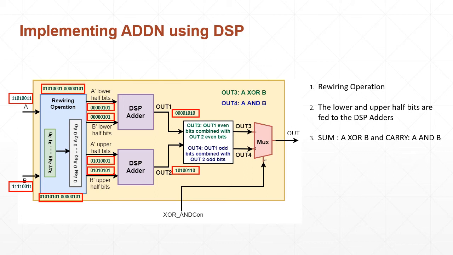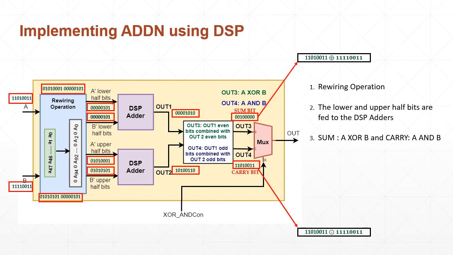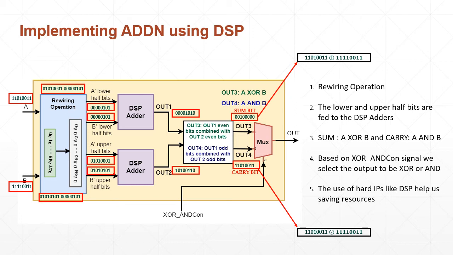Now after obtaining out1 and out2 in this step, we will mix the bits of out1 and out2 to get out4 and out3. Now as we can see in this step, we have obtained the sum bit and the carry bit, and we have obtained A XOR B and A AND B. For the final output, based on the select line of the mux, that is XOR and AND, we obtain either A XOR B or A AND B. So we were finally able to use hard IPs like DSPs to obtain the value of A XOR B and A AND B.